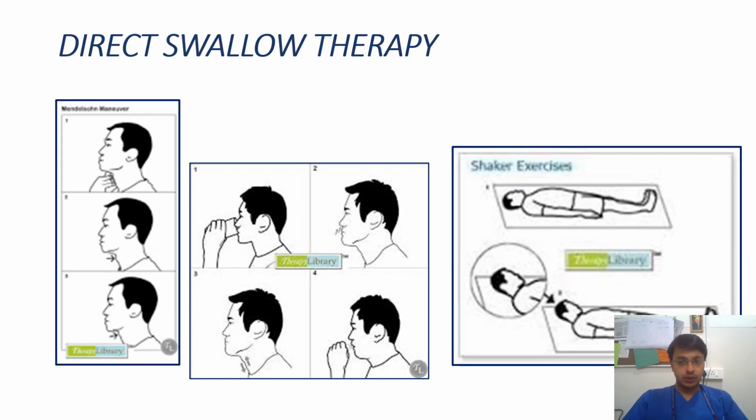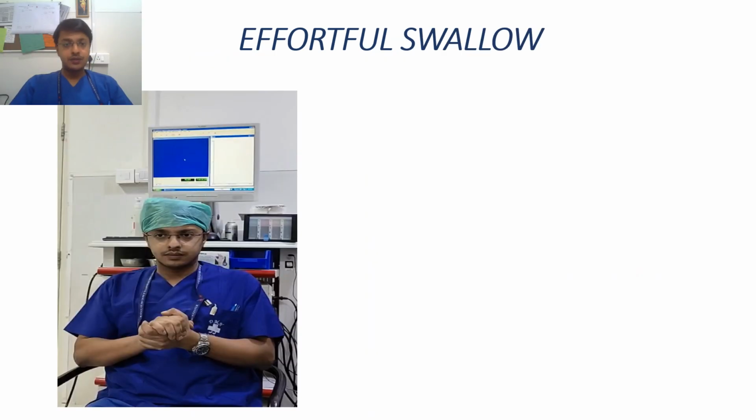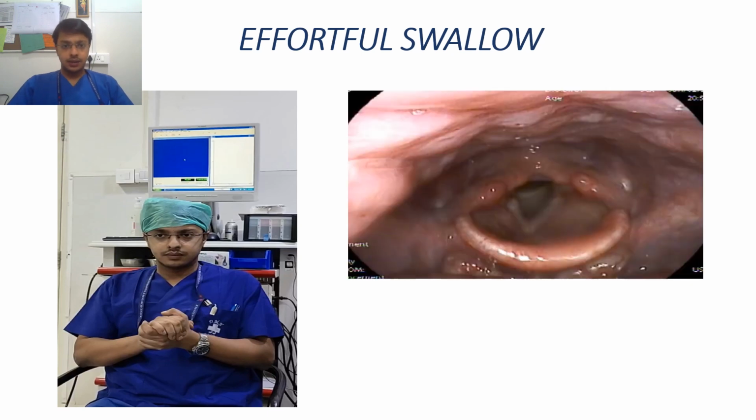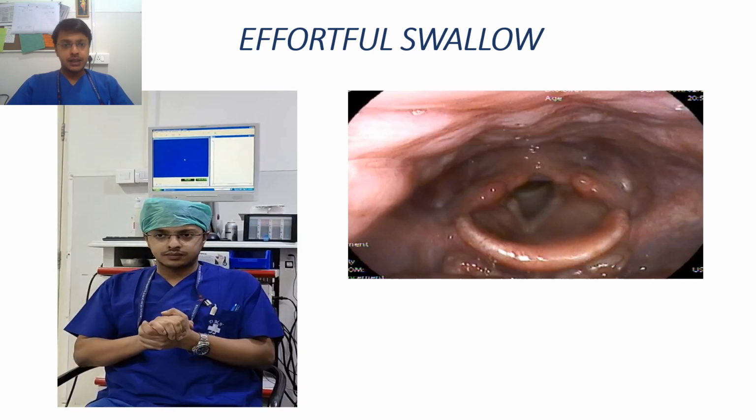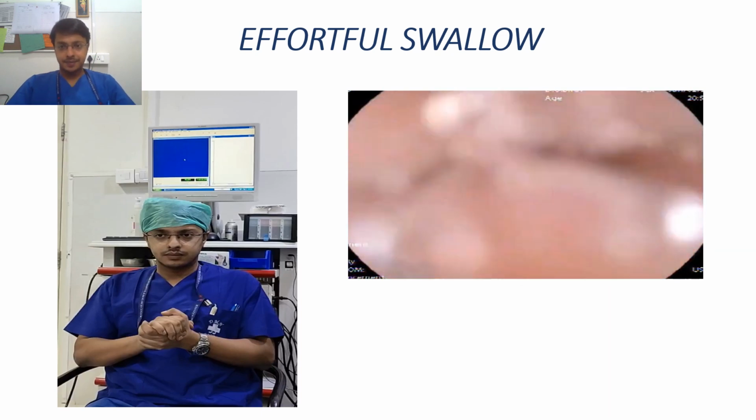Coming to direct swallow therapy, these are the basic rehabilitative exercises. The first one being effortful swallow. This is how it's done. The patient clenches both the hands in the midline and tries to produce pressure against them. What happens we can see.